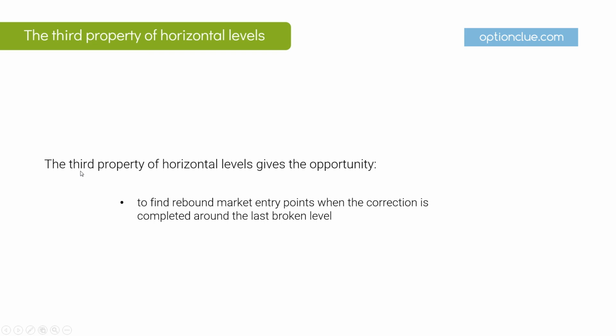Summarizing the above, the third property of the support and resistance levels is applied to determine the market rebound entry points at the time when the next market correction is completed around the last broken level. This property is not carried out as often as we'd like, but when this happens, an excellent signal in the direction of the main trend appears.